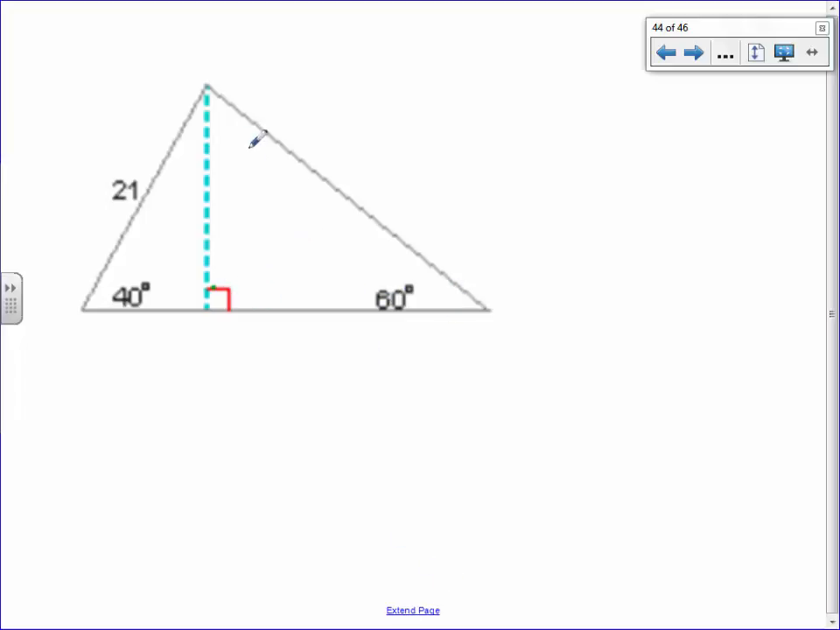If this is 90 and that's 60, we should be able to find that angle right there. How? If this one's 90 and that one's 60, that one's 30. How did I just figure that out? Yeah, adds up to 180. There we go.